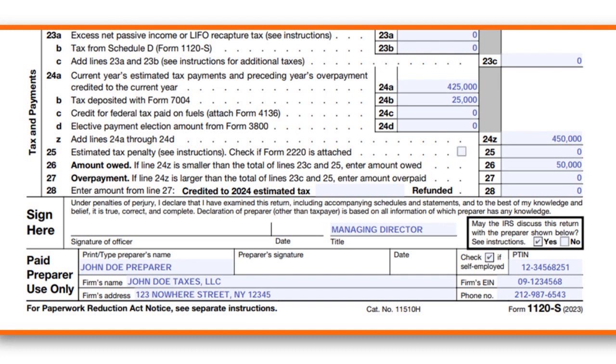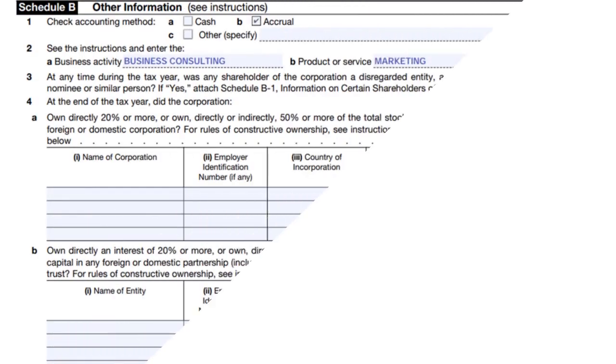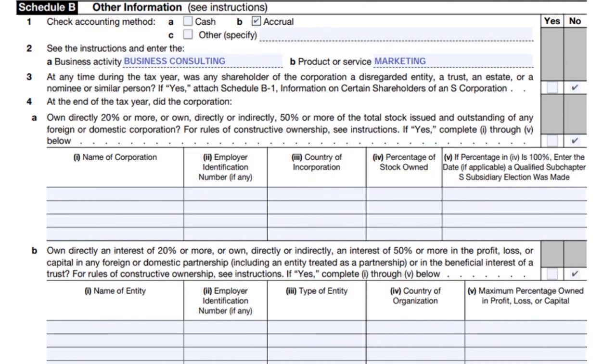You have to put the signature of the officer, the date, everything. And if you want the IRS to discuss this return with a paid preparer, you put the paid preparer's information at the bottom here. It's one of those things where you have to be as granular as possible. Also, I want to show you there's a Schedule B, other information, where you provide information about your S corporation. On line 1, we have the accounting method is accrual, and on line 2, you put the business activity and the product or service, and fill out the rest of the data.